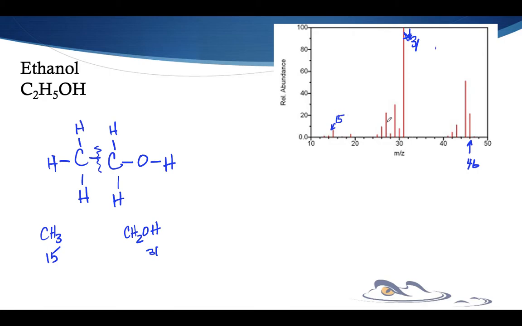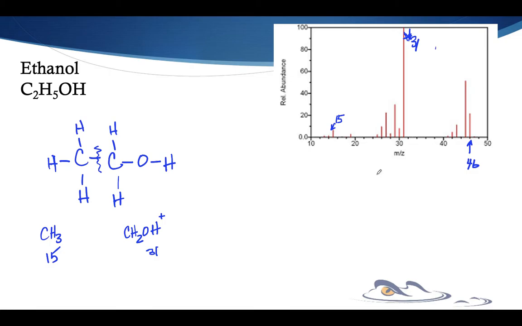And again, why? Because when this breaks up, one of these pieces is going to take the charge. So I would imagine the majority of the time when this breaks up, this piece here takes the charge with it, and the methyl piece over here tends not to take the charge with it most of the time. And again, this is a bit of a random process. It's not like every time it's going to take that particular piece.